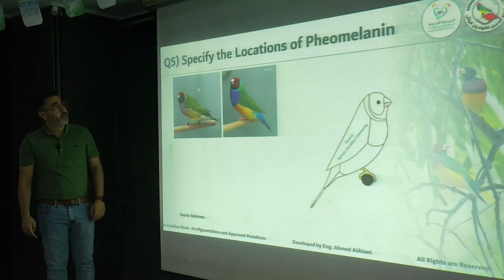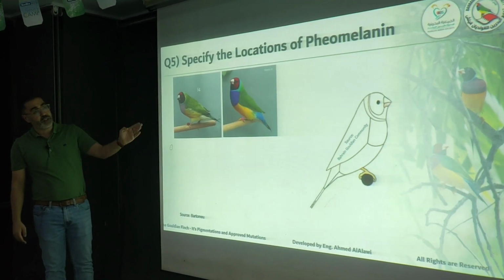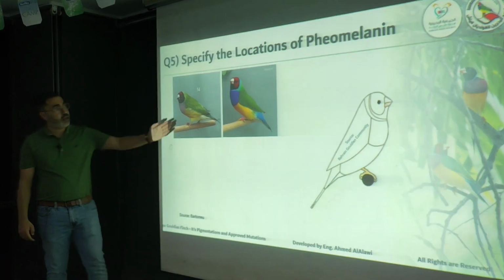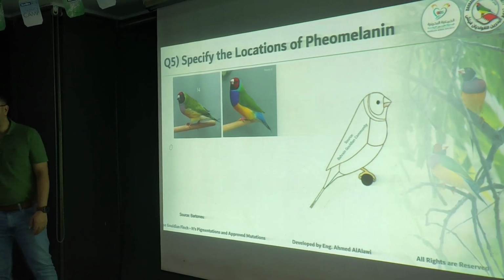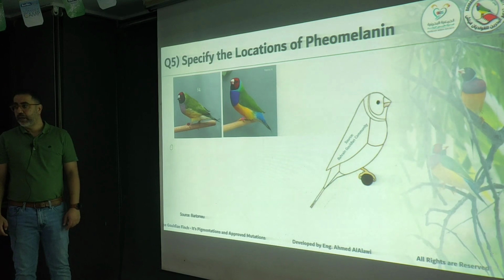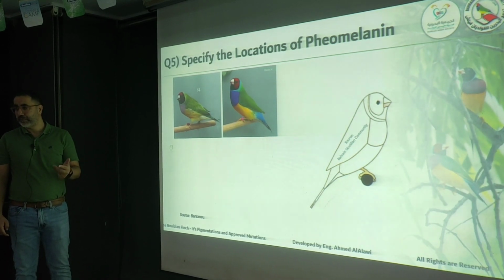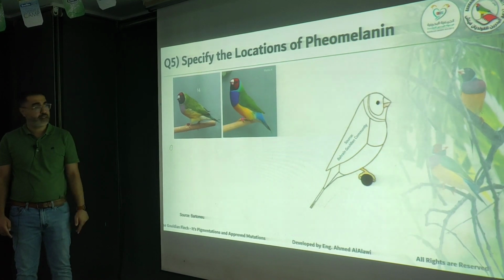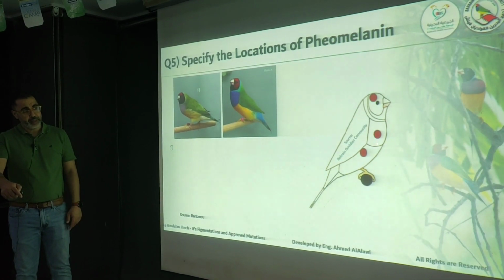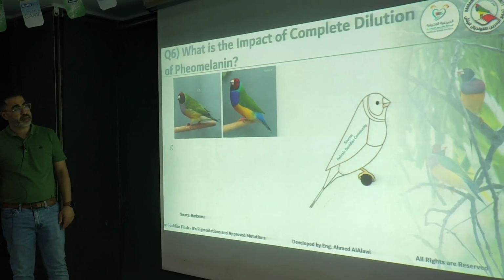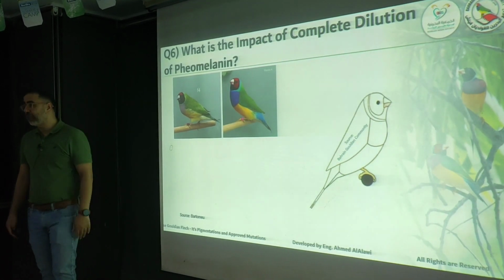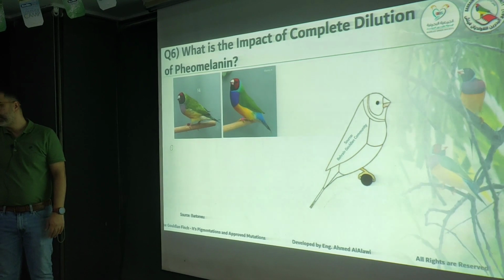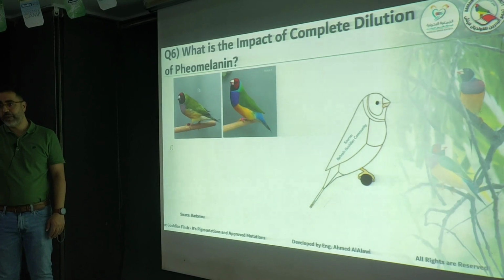Another question. Where does the pheomelanin reside? So you have female and male, and you have a classic. Where are the key places of pheomelanin in the body? Head, breast, belly, flanks. Head, breast, flanks. Main places. What will happen if I completely remove pheomelanin from a bird? White. White breast. White breast, yes.